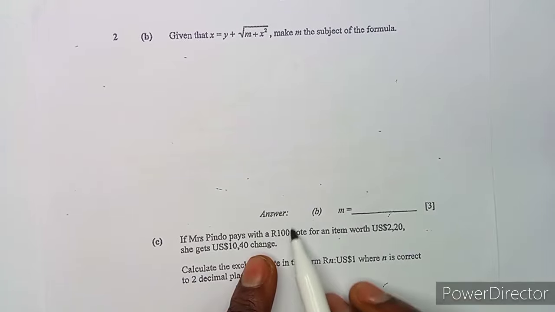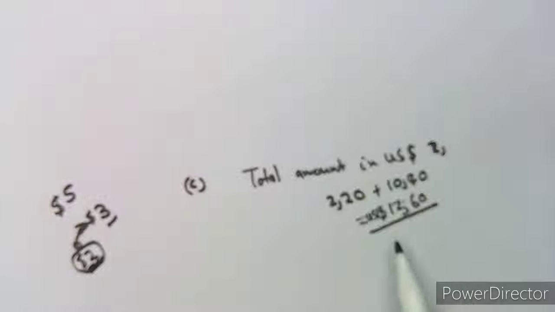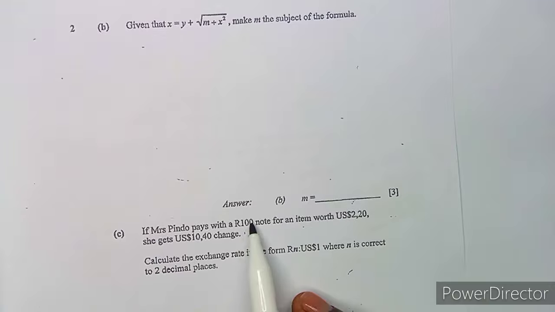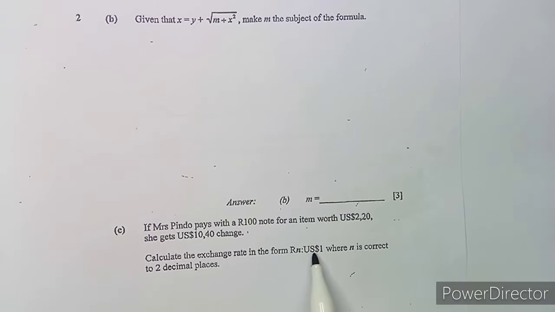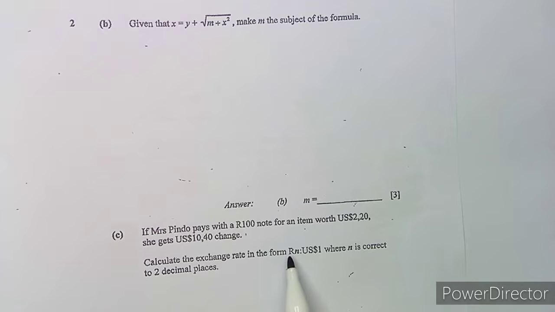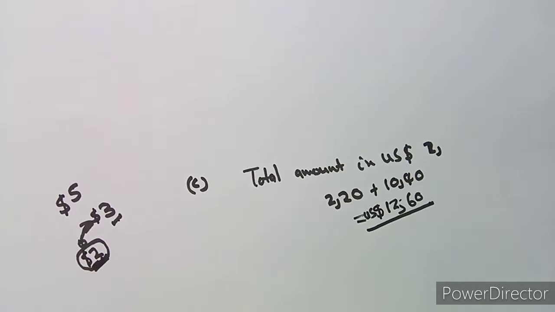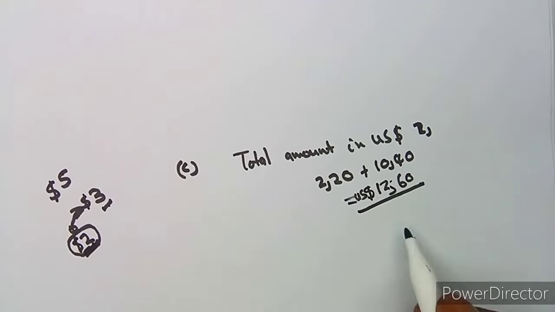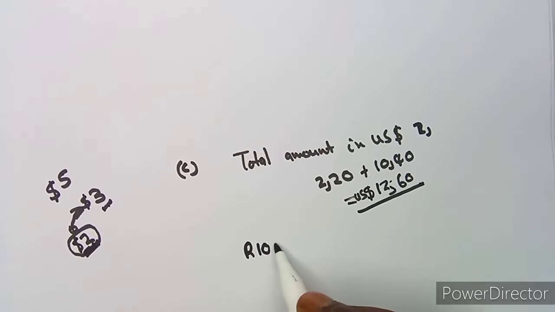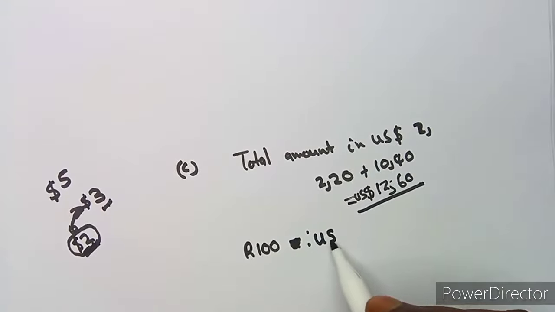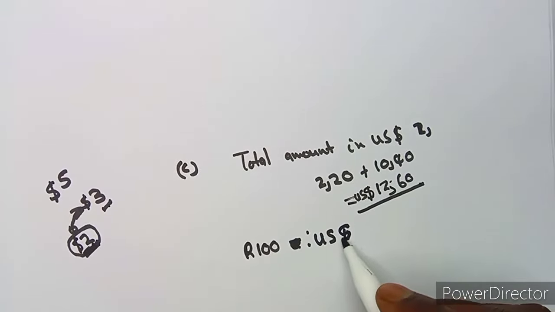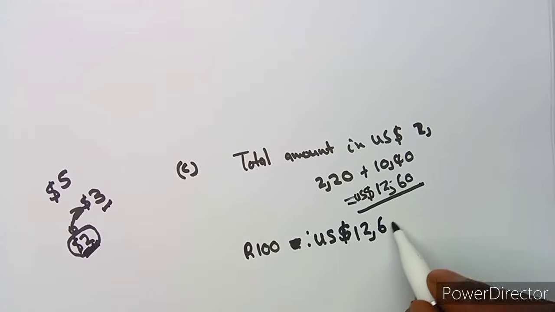Which is this 100 note that she's paying with? It was equivalent to $12.60 for that moment that we are given. So we are going to equate this rand in the format that we are given, where we are given n rand to be $1 US. So this is how we are going to write it: in terms of rand, 100 rand is equivalent to how many US dollars? $12.60, like that.